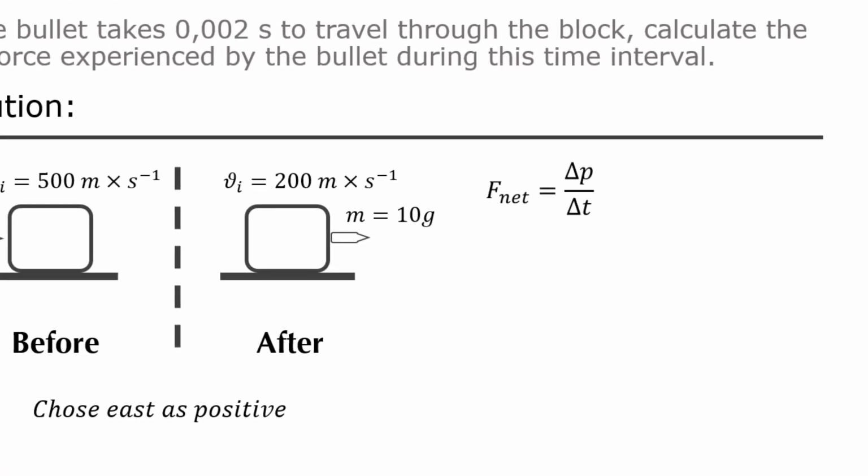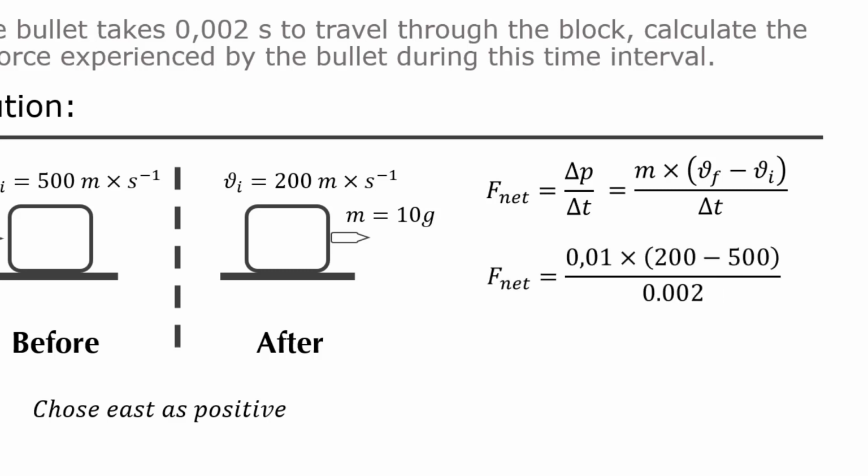Net force is equal to the ratio of the change in the momentum and the time of impact. Delta P can be written as mass times V final minus V initial. As the unit of mass, we use kilograms. So 10 grams will be written as 0.01 kgs. We can recall that 1 gram is 1000 times smaller than a kilogram. Final velocity is 200 and initial velocity is 500 meters per second.